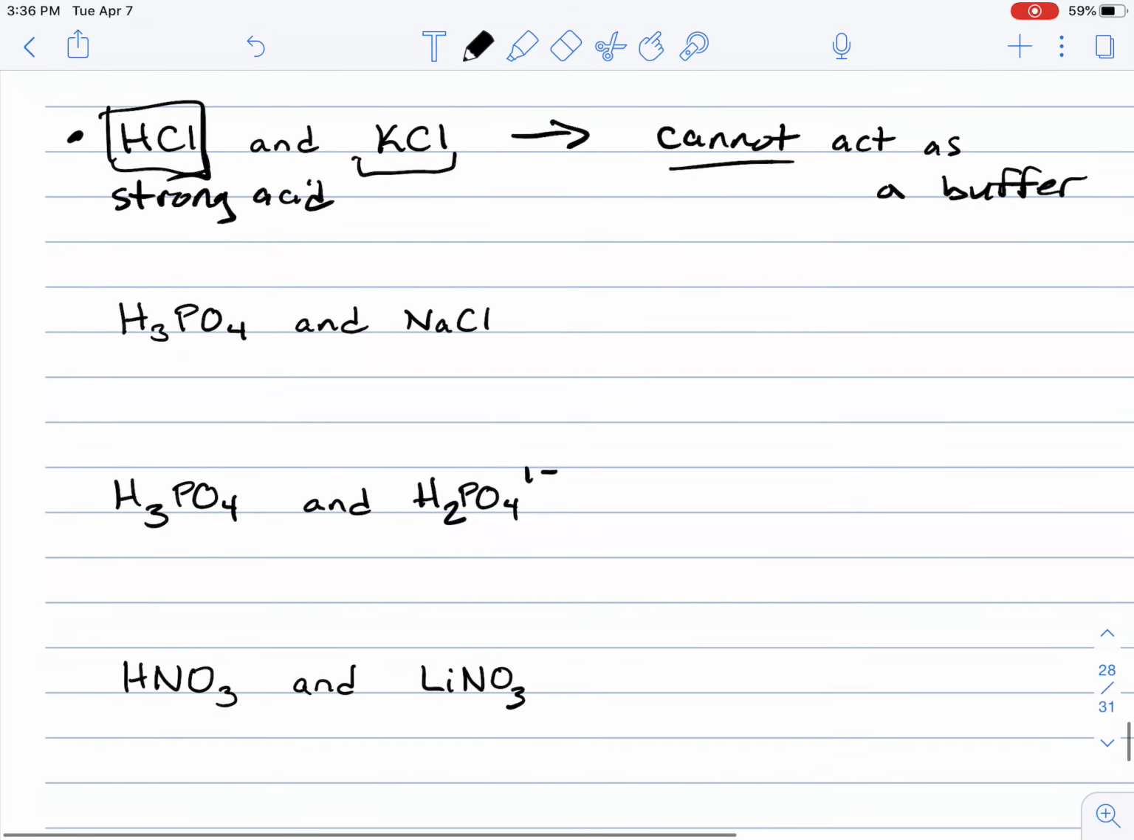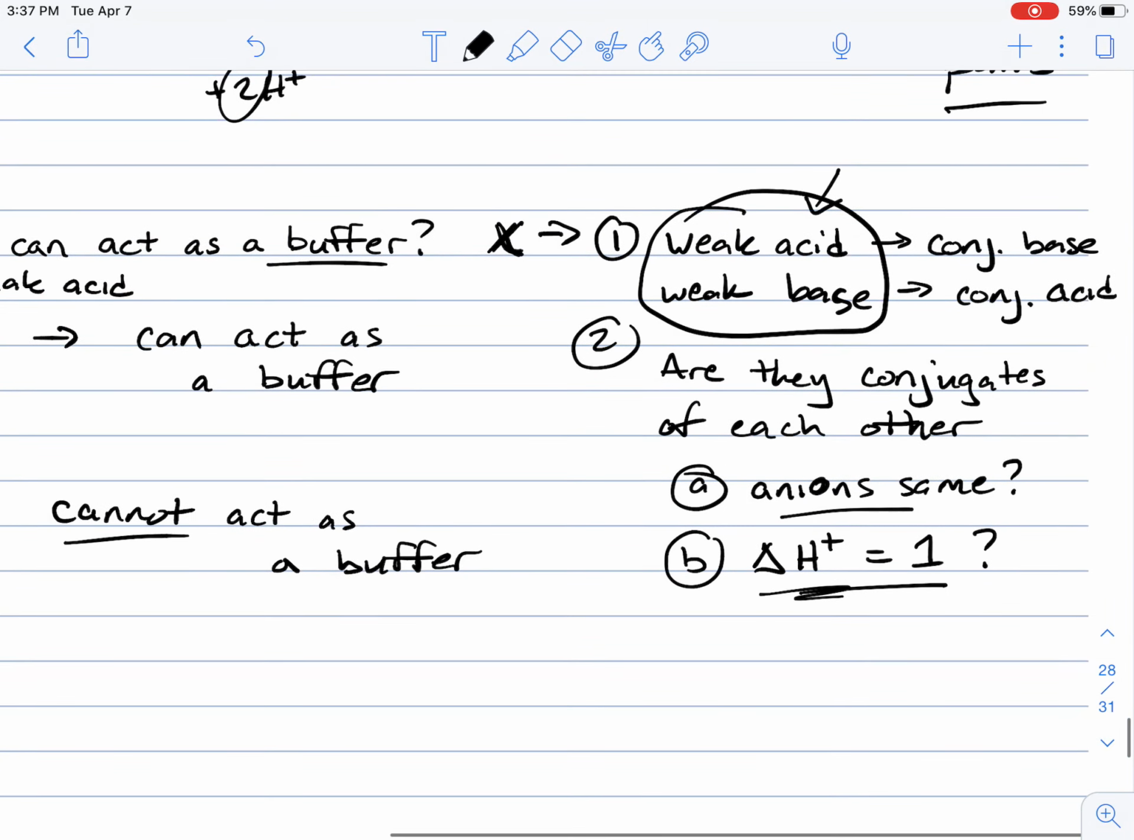Hopefully you guys are getting the pattern. I want you to go ahead and pause this video, and I'll do some silent pause on my own. I want you to go through this list and determine if any of these can act as a buffer. So feel free to pause the video, write this down, and maybe rewind this video just a little bit so you can see it. I'll just flash it here. So these are the prerequisites.